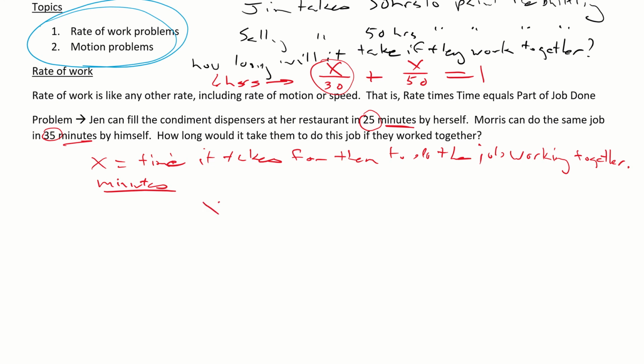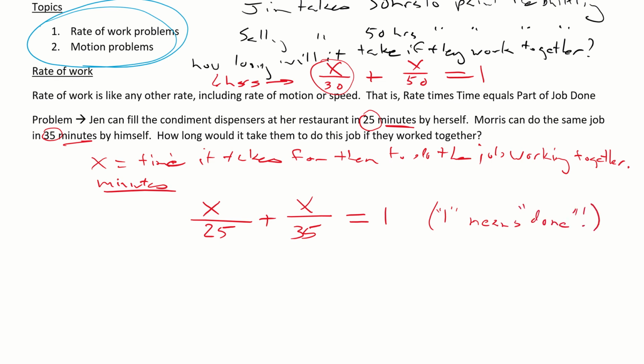I'm going to say Jen worked x minutes, and I'm going to say over her time, which is 25. So x out of 25 minutes. If she were working by herself, she'd have to go 25 minutes. 25 over 25 equals 1 job done. But she's being helped by Morris. He's working the same amount of time, and he is 35 minutes. He's slower, okay? But then you set the whole thing equal to 1, and I like to say 1 means done.